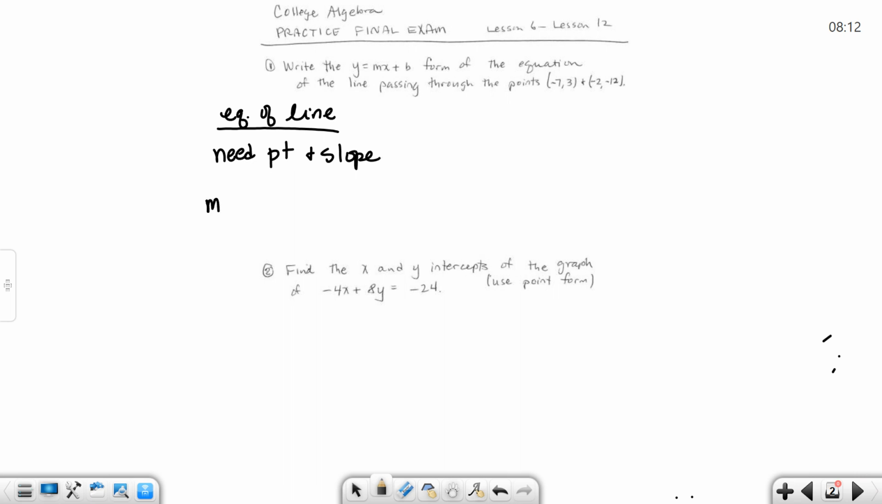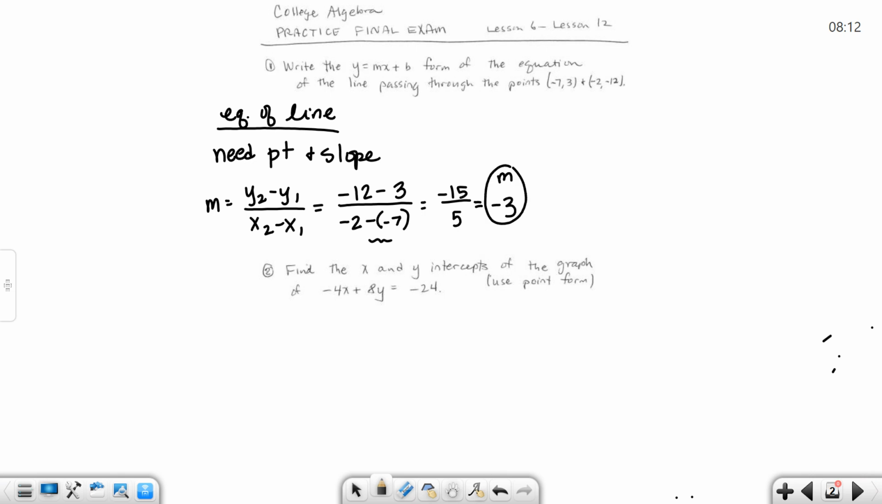We know that to find slope, we use the formula y2 minus y1 over x2 minus x1. So plugging in from our points, we will have 12 minus 3 over negative 2 minus negative 7, which gives us 9 up top. Now remember, minus the negative becomes a plus, and then negative 2 plus 7 gives us 5. So this is our slope.